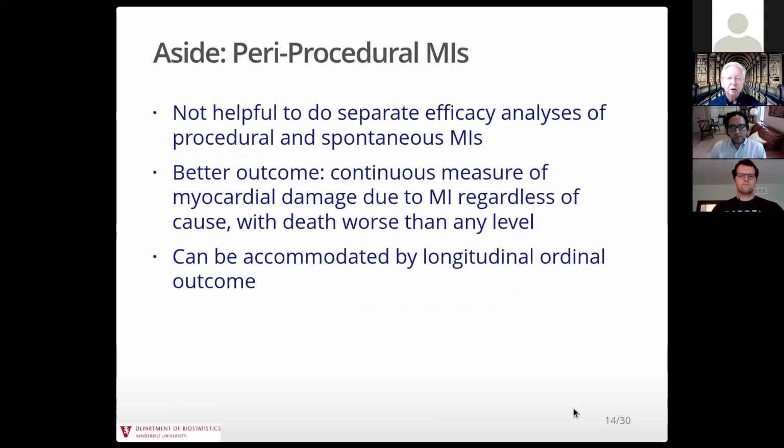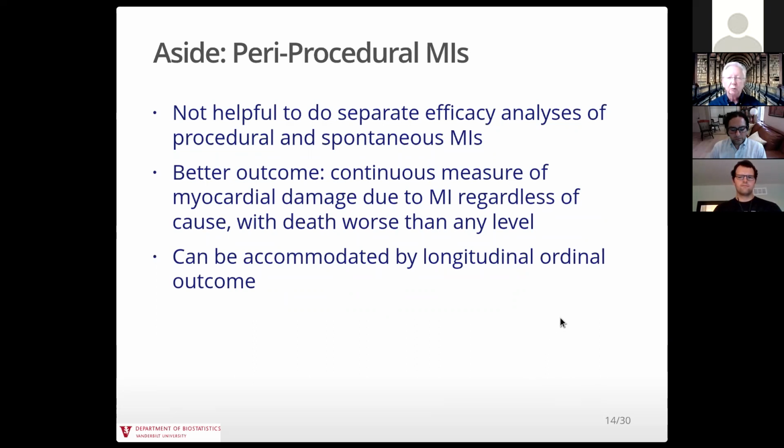And then you get into all of this criticism because interventional therapy might have more procedural MIs, and medical therapy might have more spontaneous MIs. And how are you going to trade all that off? Well, nobody ever could do that. And I think we need to come up with better outcomes that make it kind of a moot point.